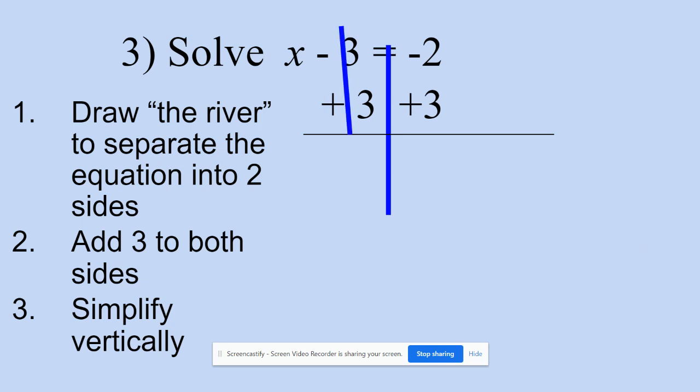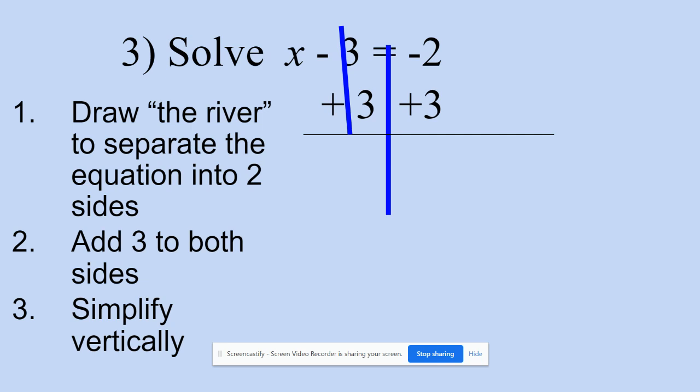Those are going to cancel. On the left side, I just have an x. And what do I have on the right side? Well, I have two numbers, two integers with different signs, and I need to combine those together. So when I have different signs, remember I'm actually subtracting. So 3 minus 2 is 1. Great. So we know it's going to be some kind of 1.